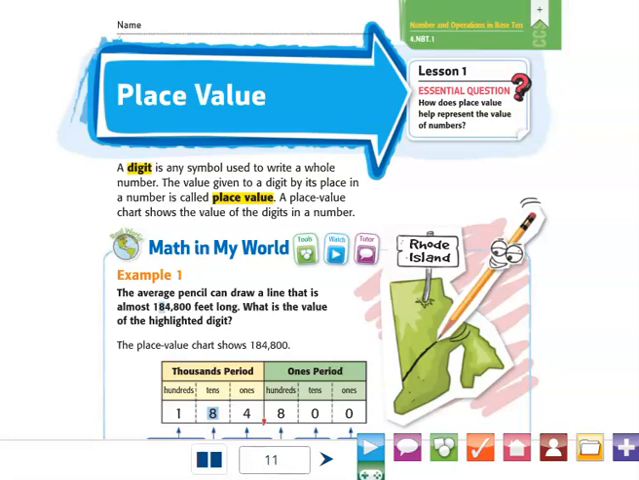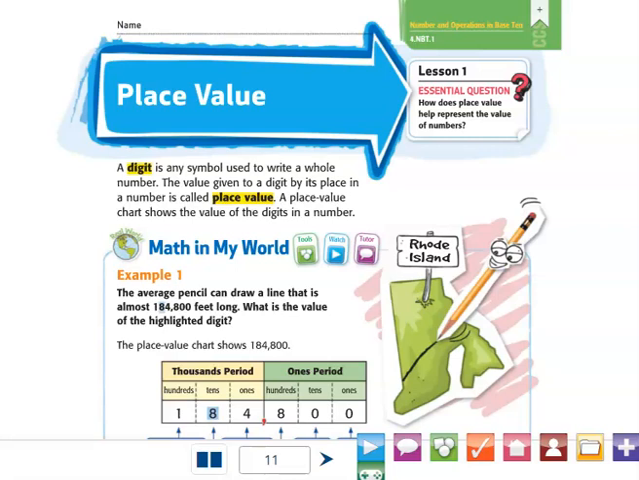Hello, and we are in Chapter 1, Lesson 1 of 4th grade math. And we're going to start out with place value. And I know this is going to be some review, but it's a really important foundation to a lot of the activities we're going to be doing throughout the year.